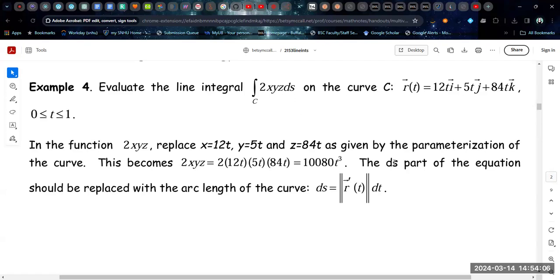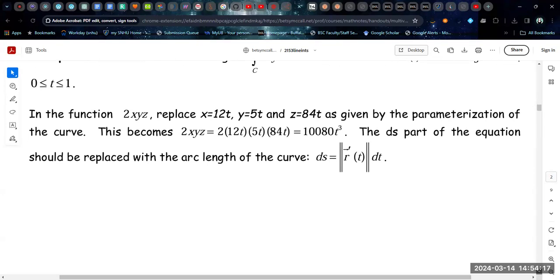Now, for this kind of an expression, the ds part of the equation is essentially the arc length of the curve. So it's the magnitude of r prime of t dt. So we're going to calculate that next.